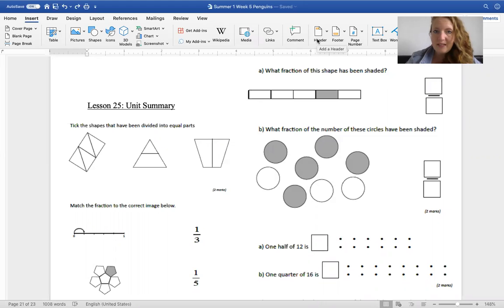So this lesson and these activities is just recap. So it's taking all the things that we've learnt about during this term and putting them all together. So let's have a look.